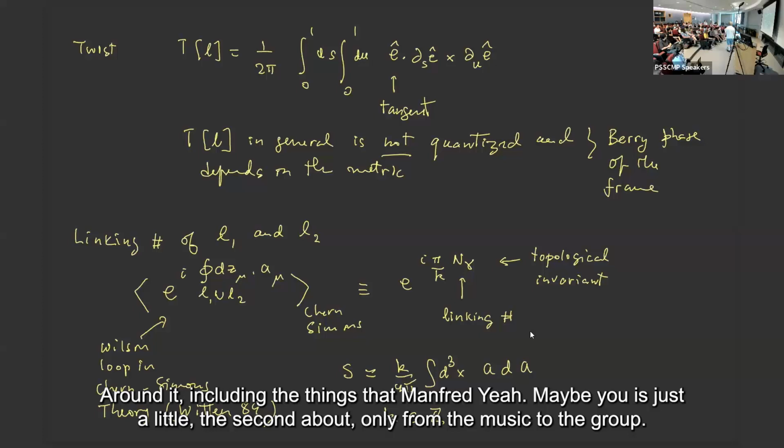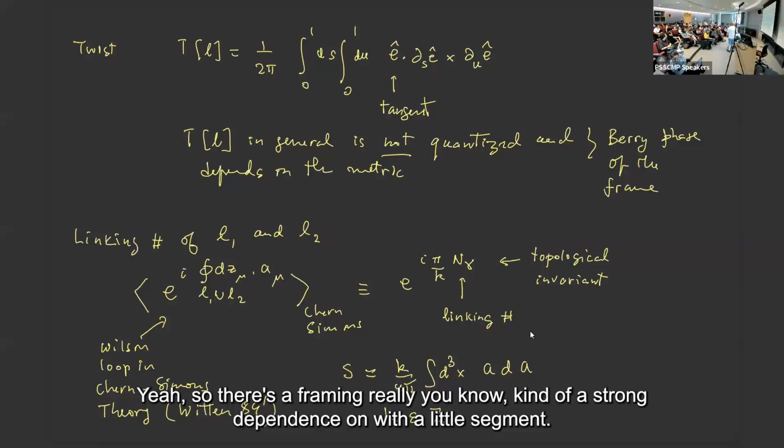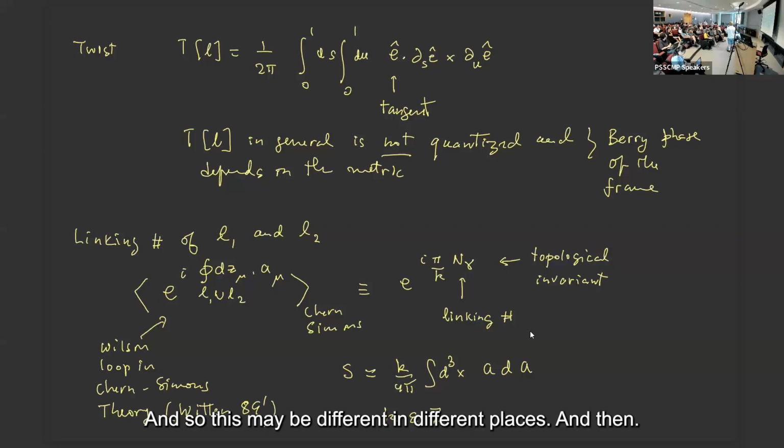The question is about the first expression. If u is just a little bit away from the loop, then I imagine the framing is kind of constant, and then you have a partial u, and that seems to be clear. So I'm a bit confused. No, because it's very dependent on the position. That's what I'm saying. In general, it doesn't have to be. So this framing really has a strong dependence on this little segment. It's a regularization effect, you may say. But it's a regularization that knows about distances and how I actually measure them. And so this may be different in different places. If you insist on being topological, then that would not exist.